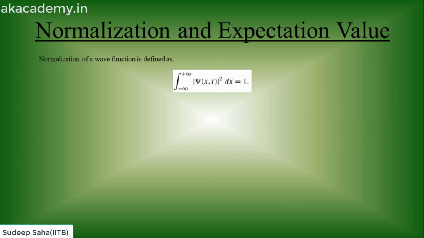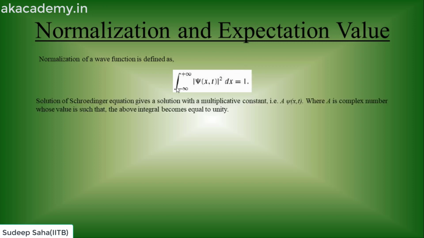Now, normalization and expectation value. Normalization of a wave function is defined as the integral from minus infinity to plus infinity of |psi|^2 dx equal to 1. The solution of the Schrodinger equation comes with a multiplicative constant A. Any differential equation you solve comes with a constant. This constant is basically a complex number, and the above integral shows that we can adjust this constant in such a way that this integral is equal to unity.